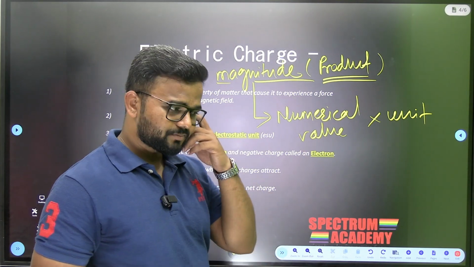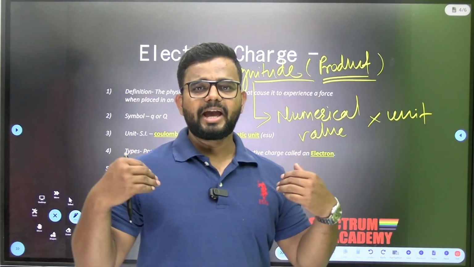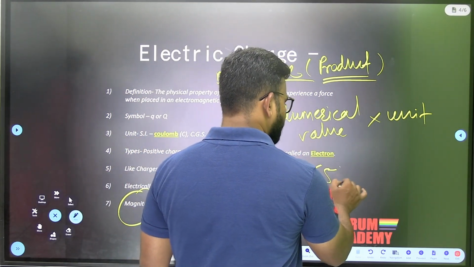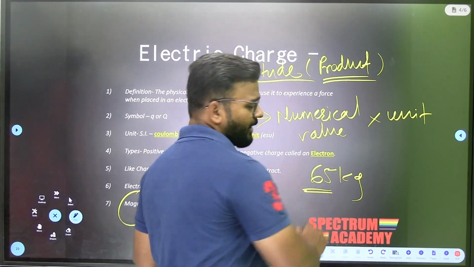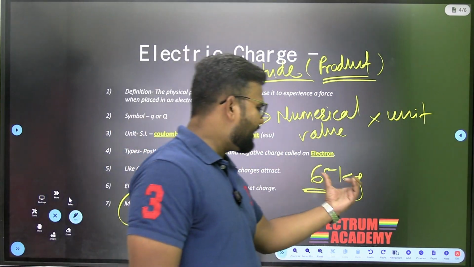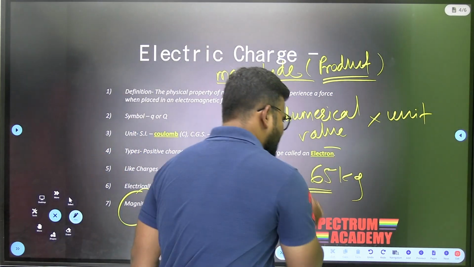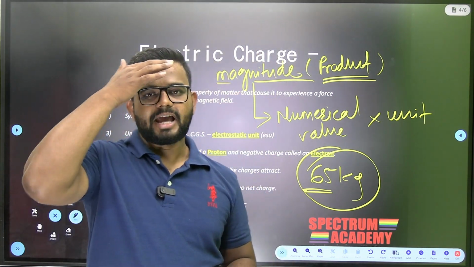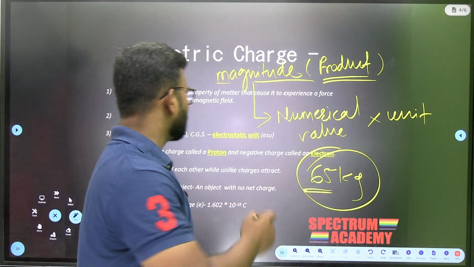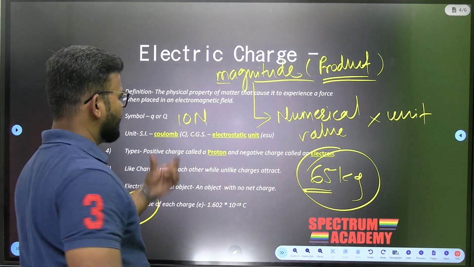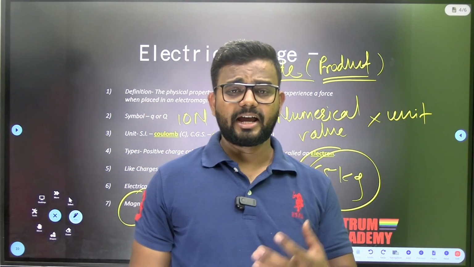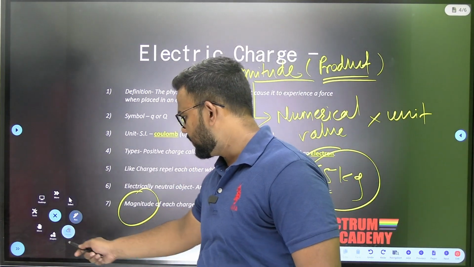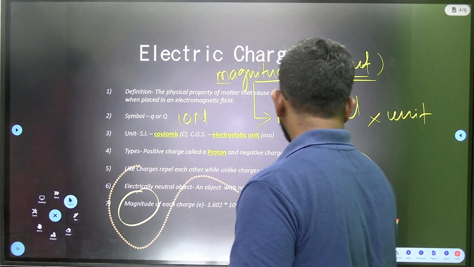So suppose you have a number and you multiply it with any unit, then whatever you get is a magnitude. For example, suppose I say my mass is 65 kg. Here 65 is a number, a numerical entity, and kg is a unit of mass. So together 65 kg forms a magnitude. Suppose I say the force acting on a particular object is 10 Newton. 10 is a number and Newton is the SI unit of force. So 10 Newton together forms a magnitude. I hope you all are clear with the term magnitude.